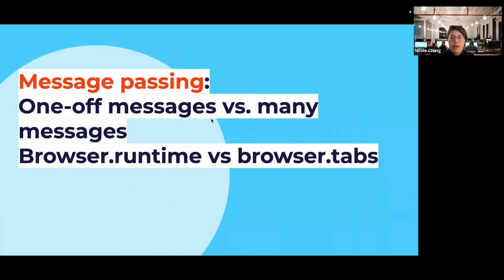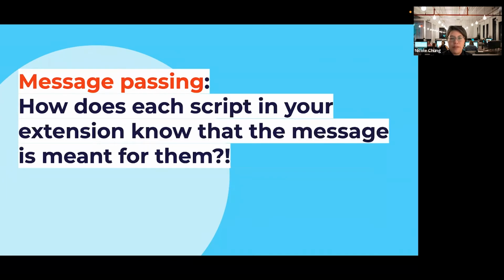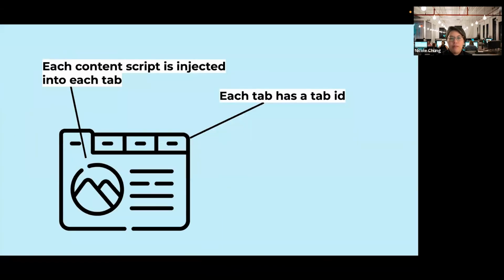So: one-off messages versus many messages, browser runtime versus browser tabs. How does each script in your extension know that the message is for them? That's a hard part, because usually people are probably running 6 to 12 extensions, maybe more, and you don't want to be sending the message to the wrong extension. So there's some technical stuff here.